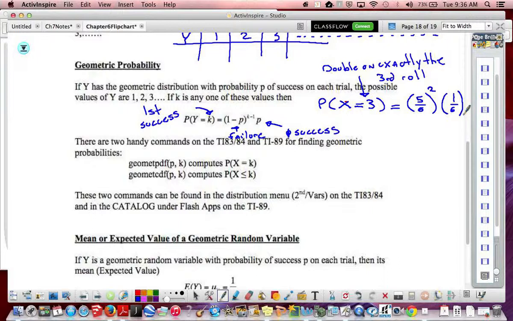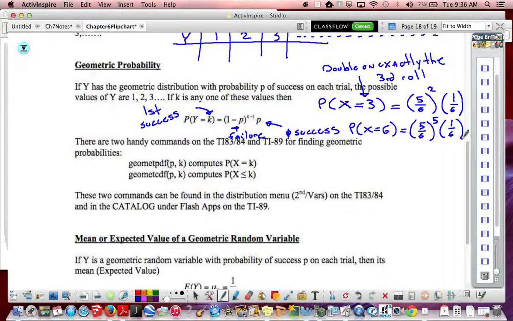So if I want to succeed on the third roll, what has to happen on the first roll? Fail. What has to happen on the second roll? Fail. So if 5/6 is the probability of failing, that has to happen twice. So it'd be 5/6 times 5/6, or 5/6 to the second power, and then I succeed 1/6. So if I want it to happen on exactly the 6th roll, I would have to fail 5 times and then succeed on the 6th roll.